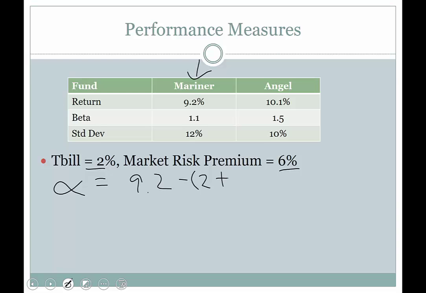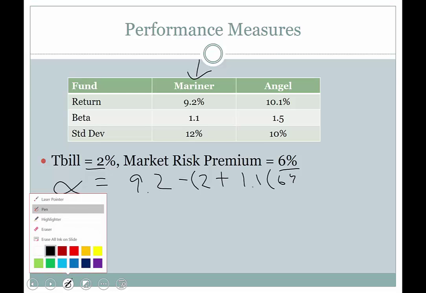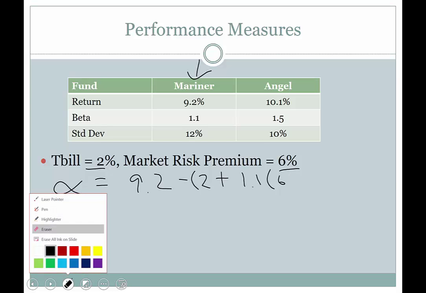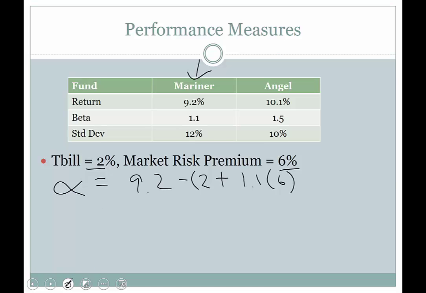plus the beta, which is 1.1, times the risk premium, which is 6%. I'm not going to use percent because I didn't use percent on the other ones. So I'll go back, times 6. Okay? You can calculate that.